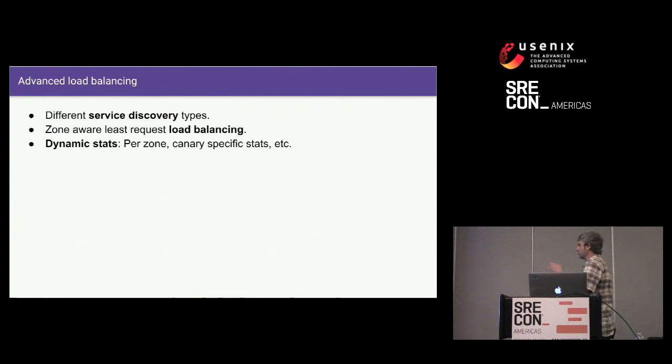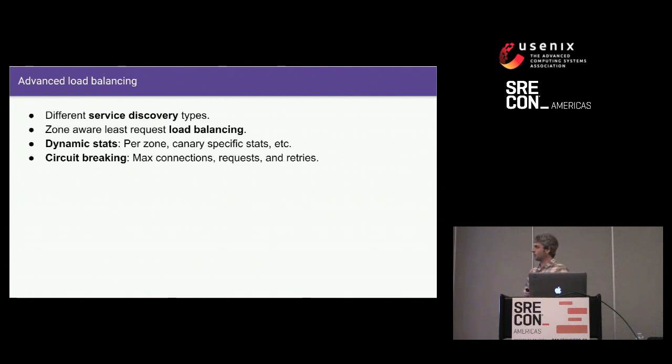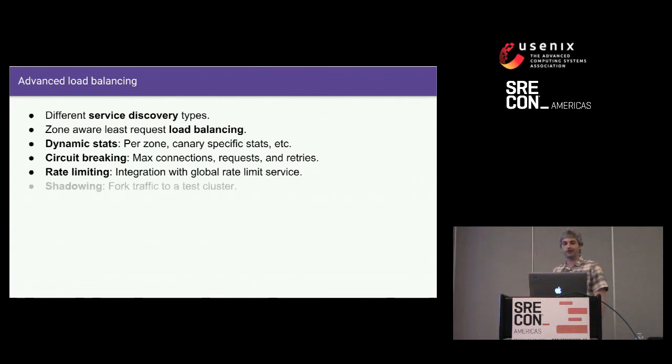We do a whole ton of stats, which I'm going to show you, but we basically build out per-zone stats. We have canary stats. We have all kinds of stats. We do a lot of different types of circuit breaking. So that's circuit breaking on max connections, requests, as well as retries. We do rate limiting. We actually integrate with a global rate limiting service, which we recently open sourced. So this allows Envoy, based on different types of configuration, to call a global rate limiting service and do rate limiting in a fairly generic way, whether that be by user or by cluster or by some other metric.